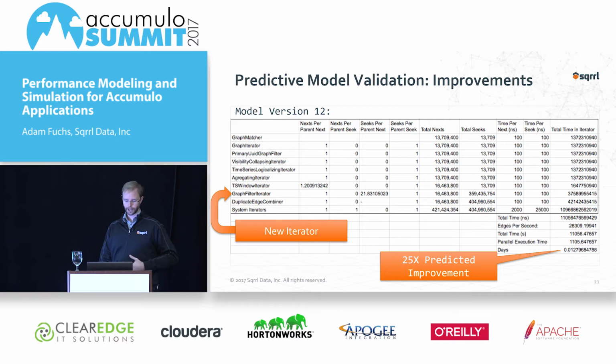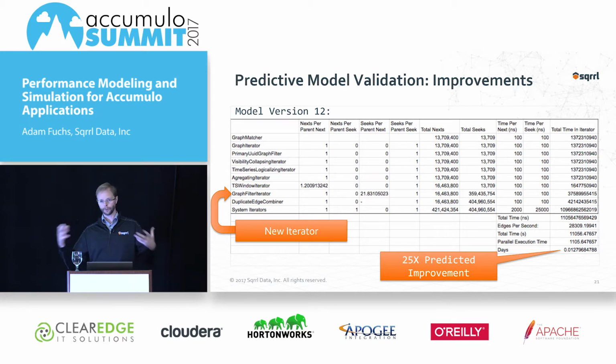All right, so the effect of adding a new iterator is not actually to do more work, it's to do significantly less work in this case. Instead of doing 10 billion nexts and seeks at the base, now we're down to like 400 million nexts and seeks, which, when you account for everything, is a 25x improvement.